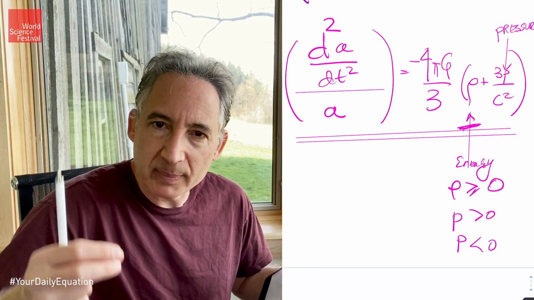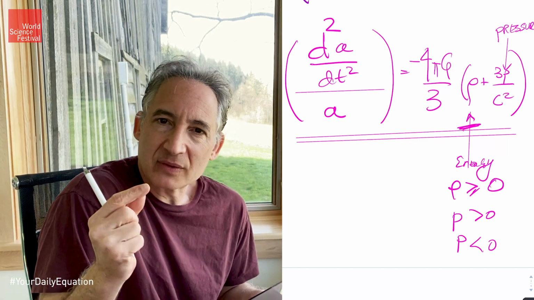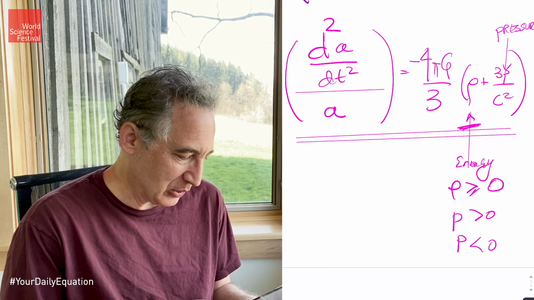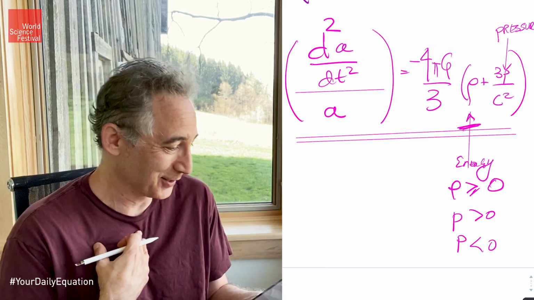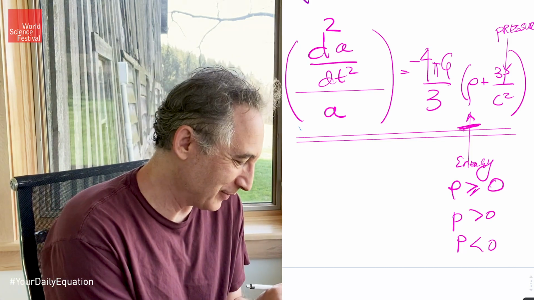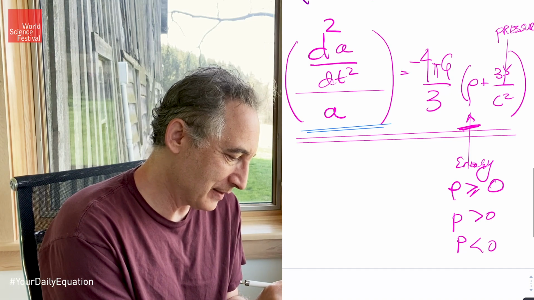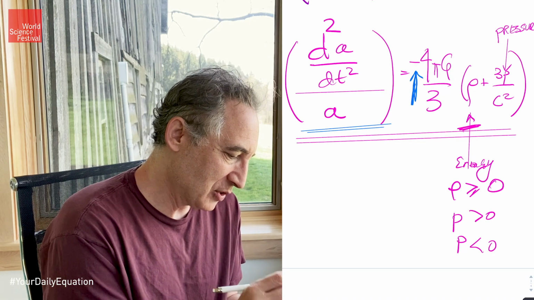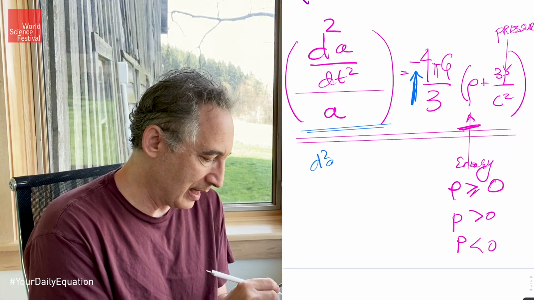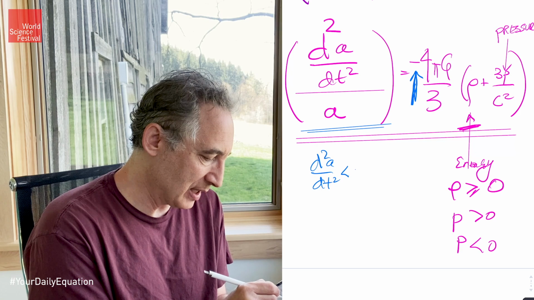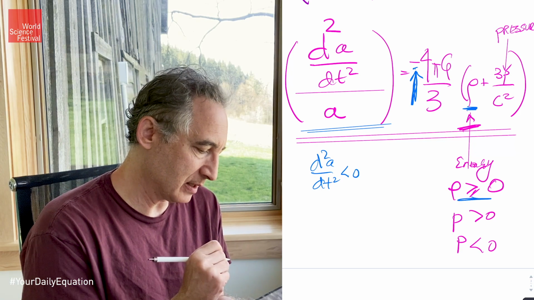But rubber bands, or even the surface of the balloon, pull inward, right? And that's negative pressure. And that's important because look at the right-hand side of the acceleration equation that I have right here. The right-hand side has this negative sign, which means that if it was only dependent on rho, then d2a dt squared would, of course, be negative. Rho is a positive number, and you've got a negative sign over there.